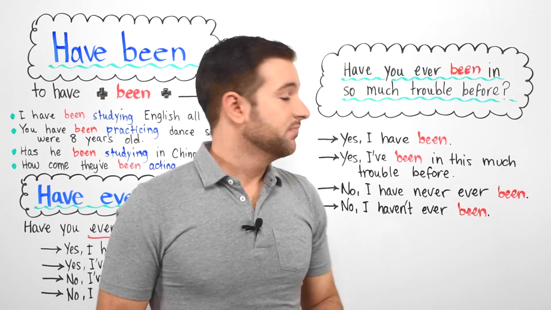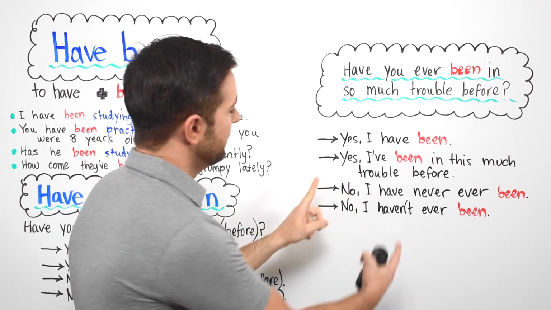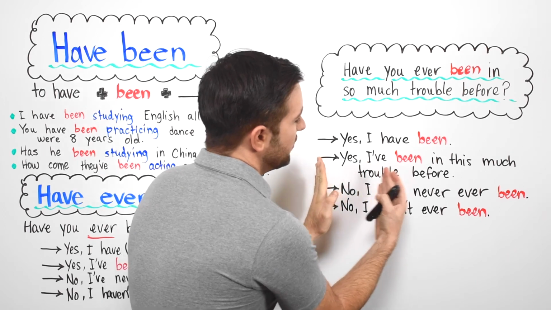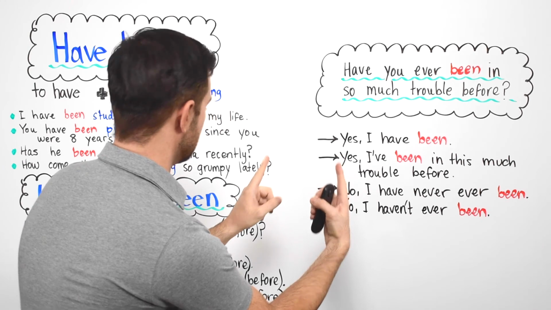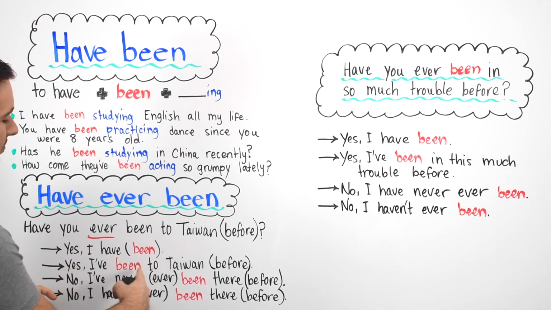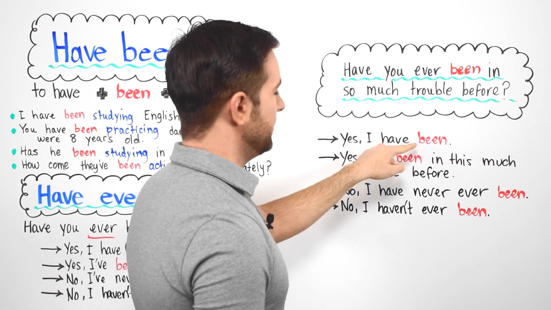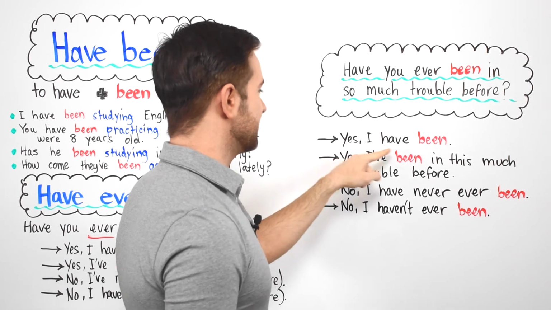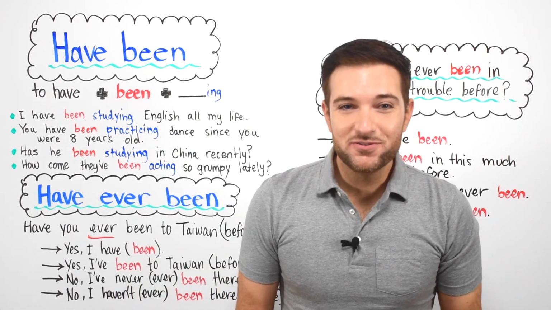Okay, so notice here that we have I've, and when you have I've, even though it's a contraction, the sentence is much longer. When you have I have, the sentence is shorter. Like in this case, yes, I have, short. Yes, I've been to Taiwan before, it's long. Okay, we can't say yes, I've been. We can't say that, or yes, I've. You can't say that. Okay guys, I hope it was easy enough for you in this lesson.